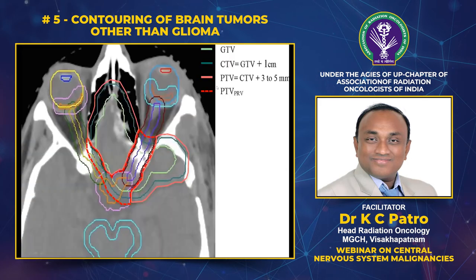So this is the, you can see the blue line, CTV. This green line is the GTV. Then the blue line is CTV plus 1 cm. And PTV is 3.5 mm. You can see here. Let's take some examples.